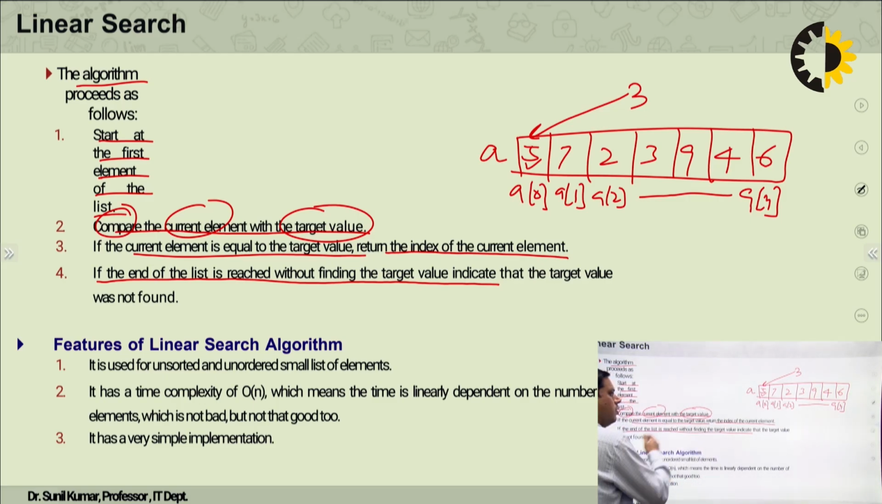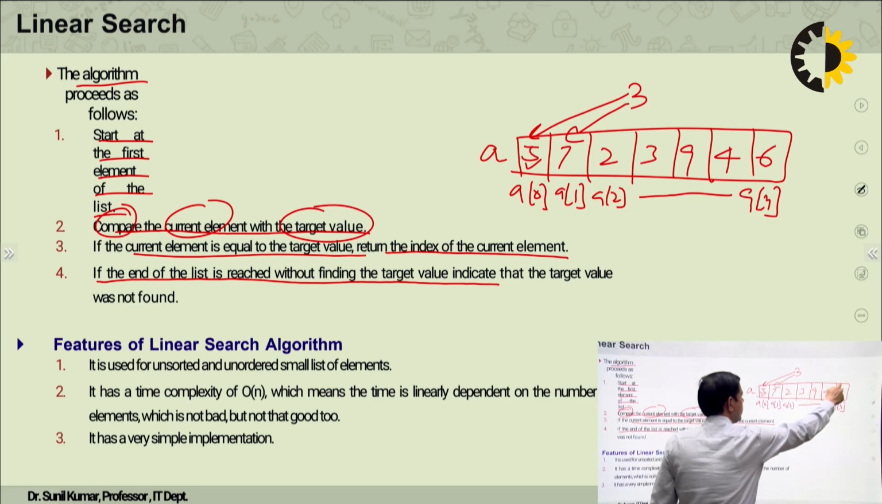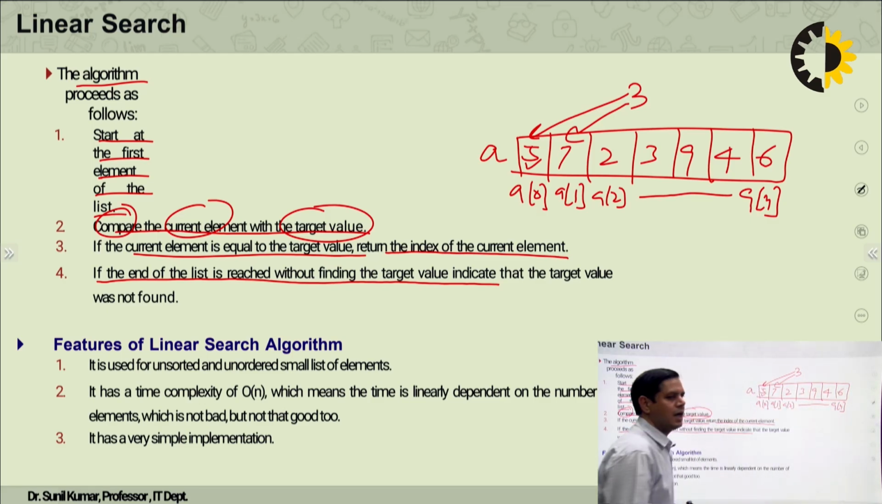Now, we are comparing each element one by one, first of all with 5 and 7, up to the last element. If the target value or the key is not matched up to the last element, then in that case, we will say the search is unsuccessful, and the target value was not found.